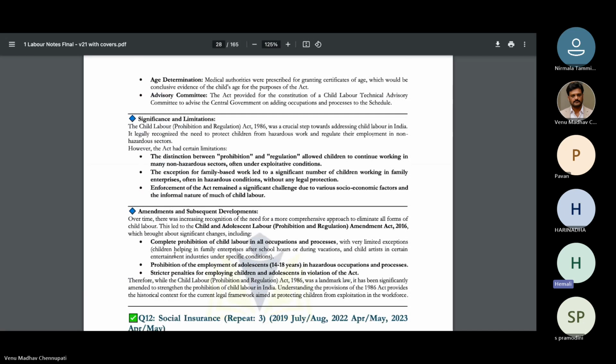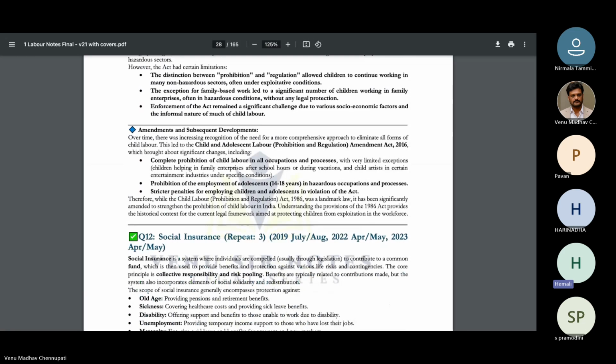Amendments and subsequent developments. Over time, there was increasing recognition of the need for a more comprehensive approach to eliminate all forms of child labour. This led to the Child and Adolescent Labour Prohibition and Regulation Amendment Act 2016, which brought about significant changes. What are the changes? Complete prohibition of child labour in all occupations and processes, with very limited exceptions: children helping in family enterprises after school hours or during vacations, and child artists in certain entertainment industries under specific conditions. Prohibition of the employment of adolescents, 14 to 18 years, in hazardous occupations and processes. Stricter penalties for employing children and adolescents in violation of the Act.